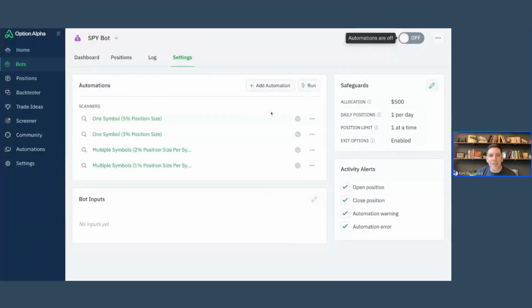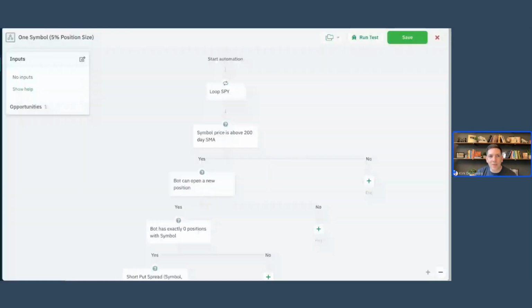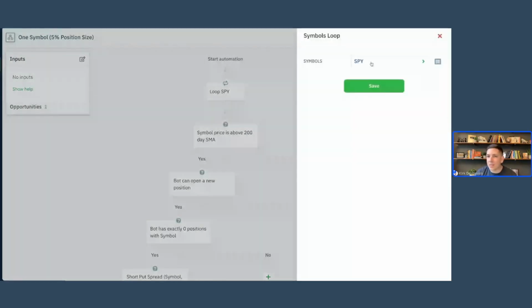Inside of this automation, this is one symbol, 5% position size. I'm going to challenge you guys on this as we go. I am looping through one symbol. That one symbol is SPY. By the way, you can add a symbol loop and just do one symbol. You don't have to actually do more than one symbol. There's no need to do it. You can do it in one if you want to.